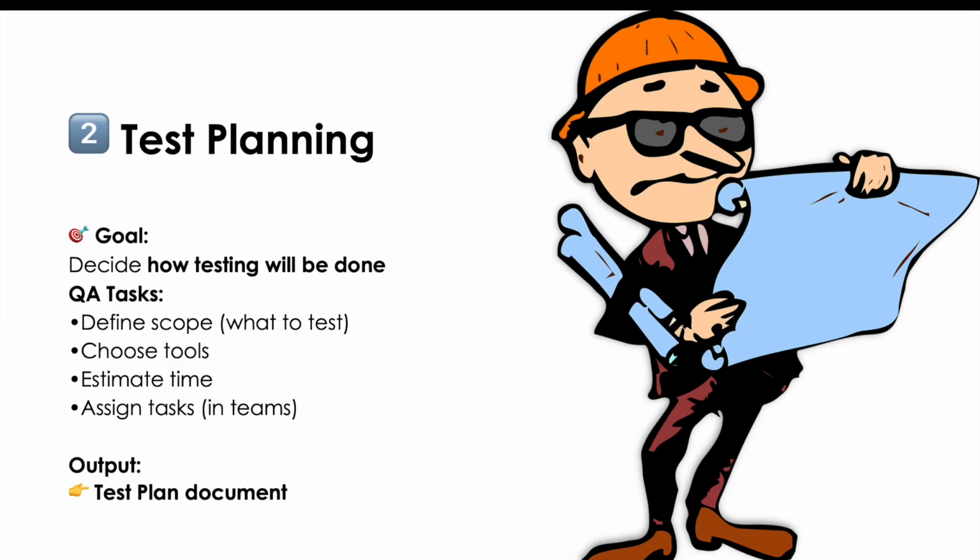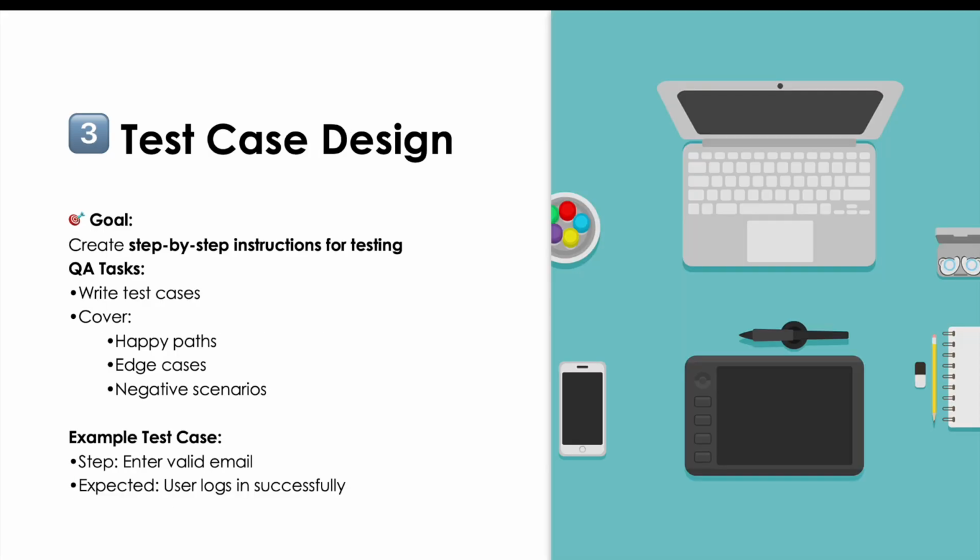Test planning. The goal is to decide how testing will be done. So the QA's task is to define scope, what to test, choose tools, estimate time, and assign tasks in teams. Output is a test plan document.